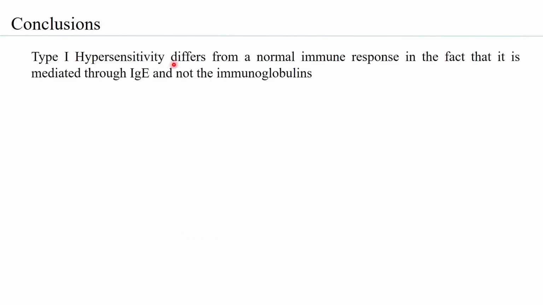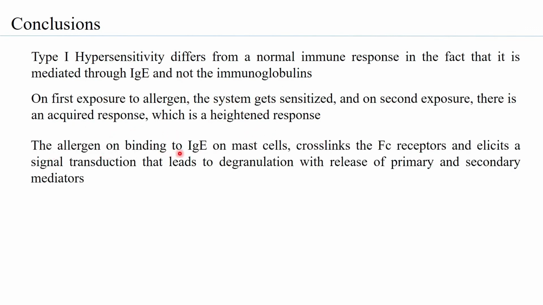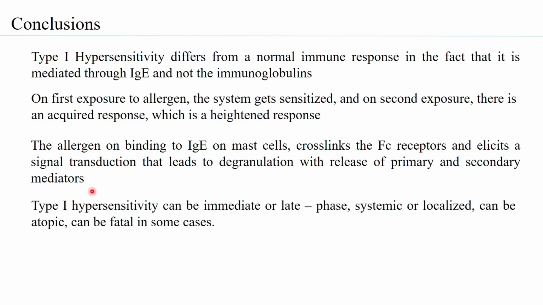Okay. Now let us make the conclusions. Type 1 hypersensitivity differs from a normal immune response in that it is mediated through IgE and not the other immunoglobulins. On first exposure to the allergen, the system gets sensitized, and on second exposure, there is an acquired, heightened response. The allergen, on binding to IgE on the mast cells or the basophils, cross-links the Fc receptors. What is important is the cross-linking of the receptors, which elicits a signal transduction that leads to degranulation with release of primary and secondary mediators.